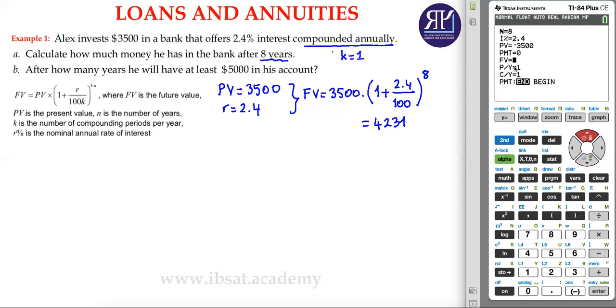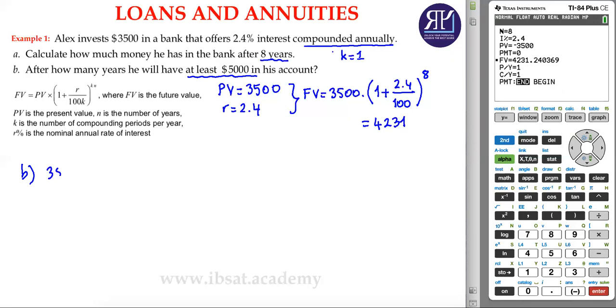Now we need to find the future value. When we come to the future value part here, we use the buttons alpha, enter, and we see the result that we found by calculator. Now let's see the B choice. B choice: after how many years will he have at least $5,000? So we may use the formula again here.